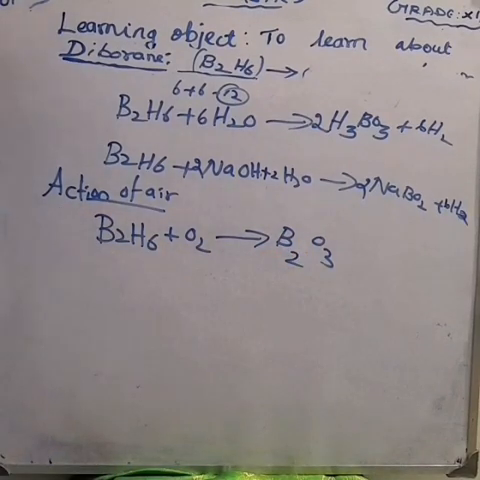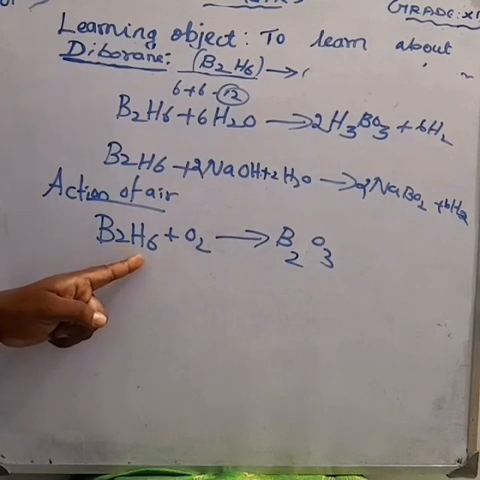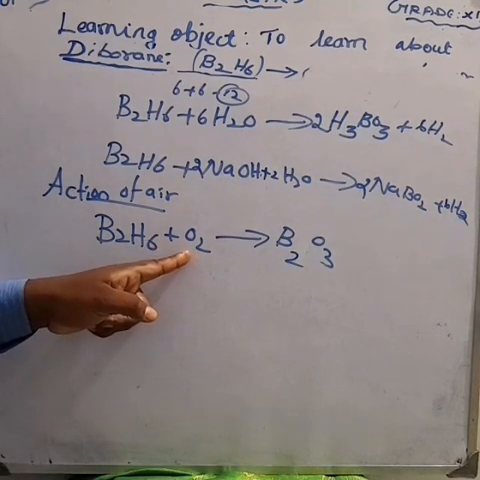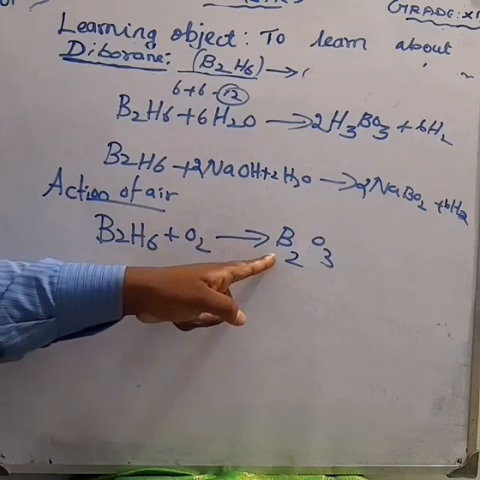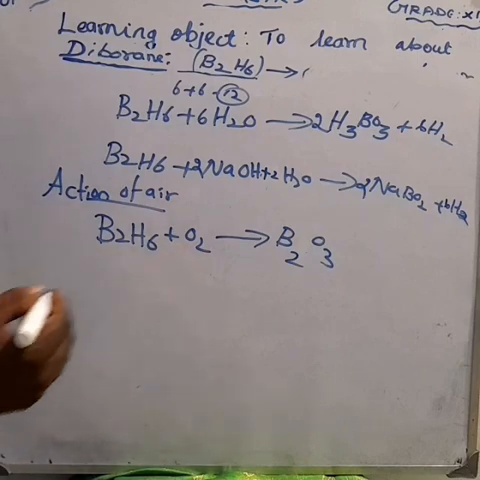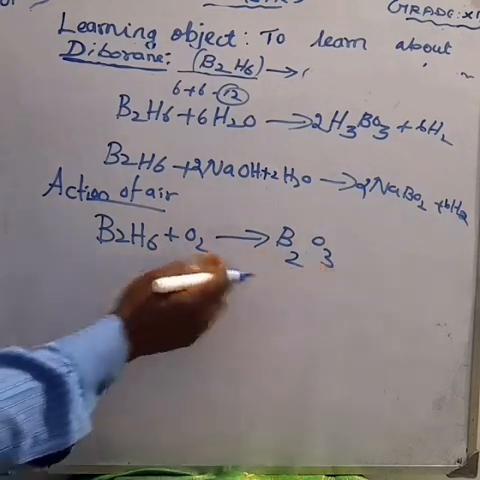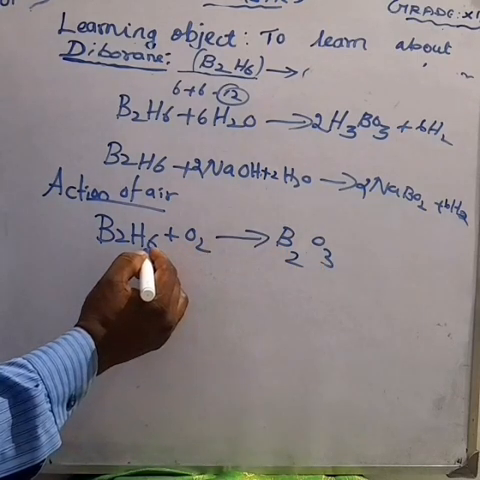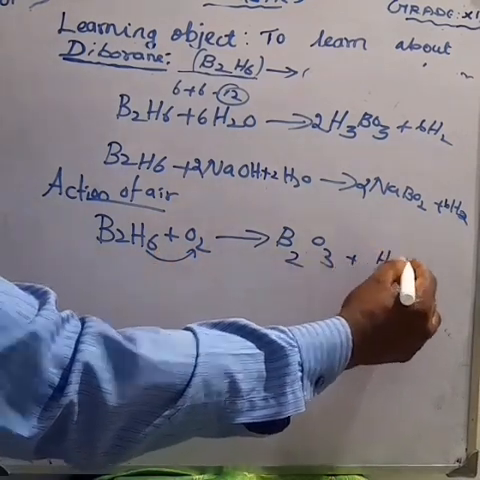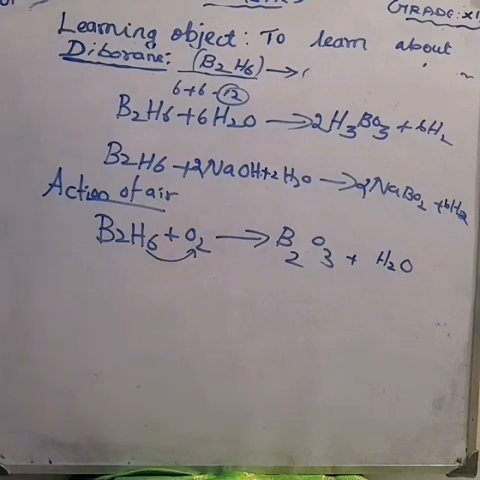Am I right? So diborane, what is the formula of diborane? B2H6. This is the diborane. This one reacts with oxygen. Boron combines with oxygen, we get B2O3, plus hydrogen combines with oxygen, we get water molecule H2O. Am I right? Now we can balance the reaction.